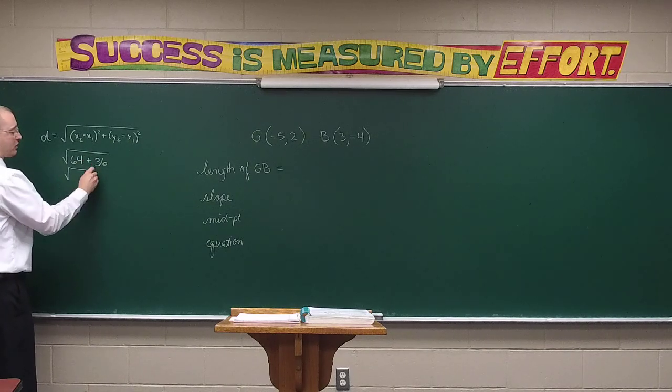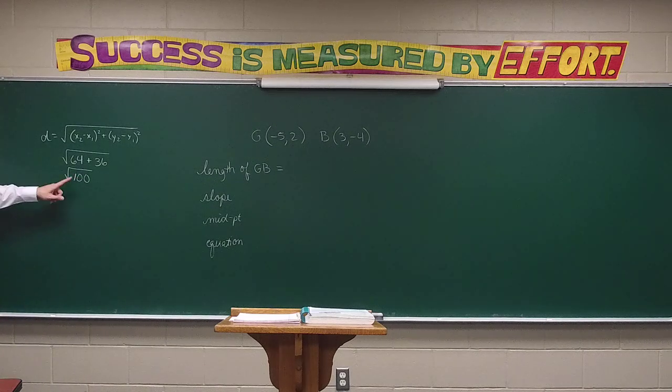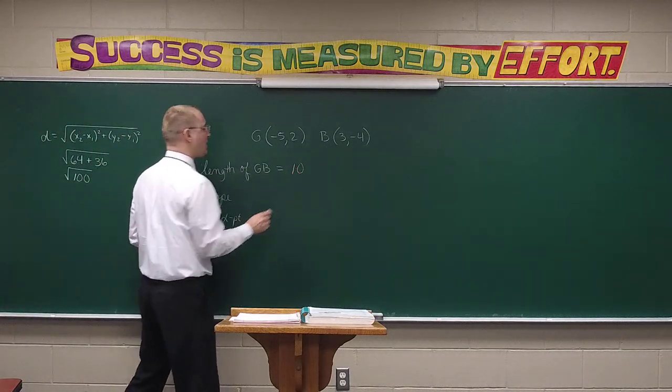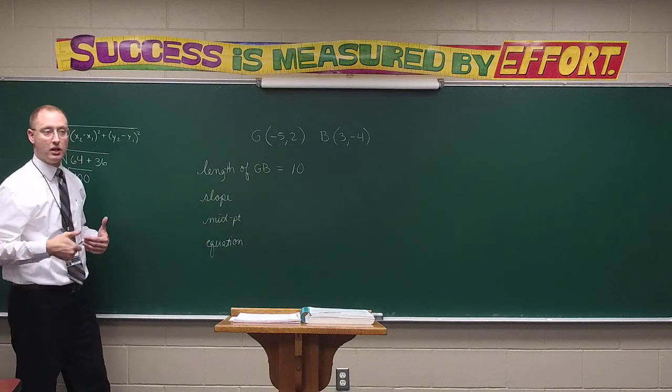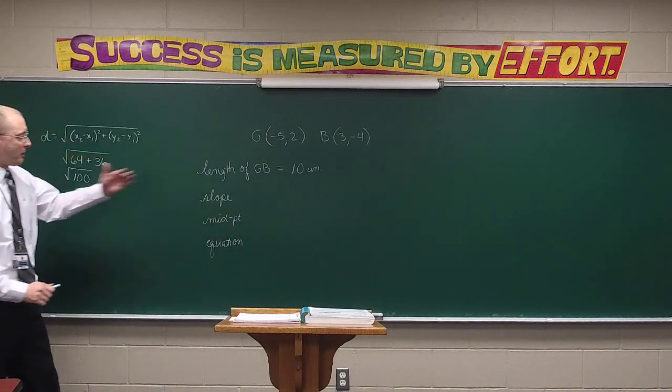We'll add those to get the square root of 100, and if it didn't come out evenly, we would either leave it or we would reduce it. But the square root of 100 comes out evenly, class. 10, and so we would say the length of segment GB is 10 units long.